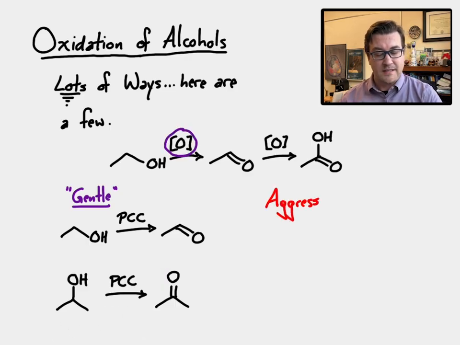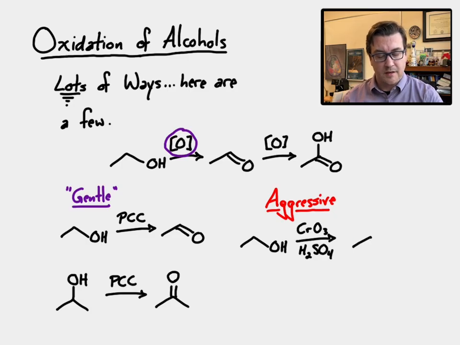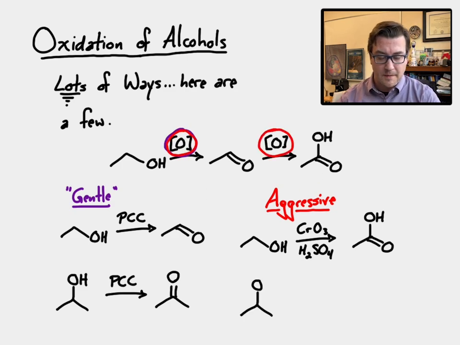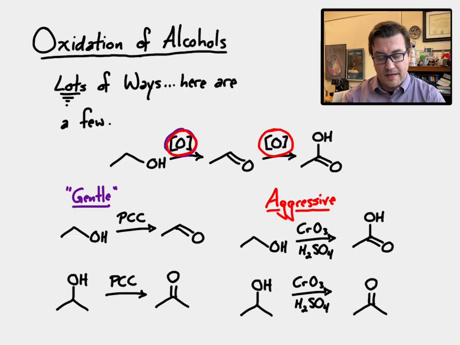Now, a more aggressive oxidant is chromium trioxide in the presence of sulfuric acid. When this encounters a primary alcohol, it doesn't stop at the aldehyde oxidation state. It oxidizes all the way to the carboxylic acid. But when it encounters a secondary alcohol, it simply stops at the ketone because there are no more carbon-hydrogen bonds adjacent to the oxygen that can be removed. So let's look at the mechanisms of how this works.